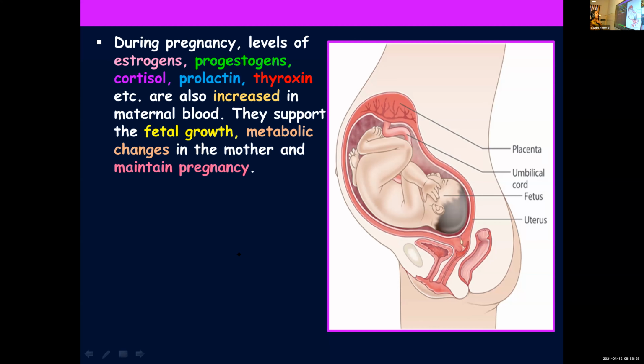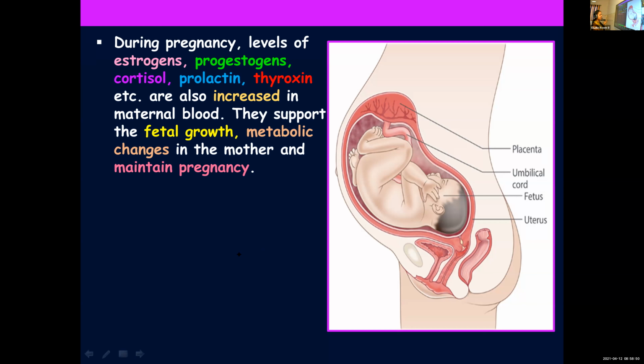During pregnancy, the levels of different hormones like estrogens, progestogens, cortisol, prolactin, thyroxine, all these will get increased. So estrogen, progesterone, I already told. Progesterone is the most important progestogen. And then cortisol, prolactin, and thyroxine.